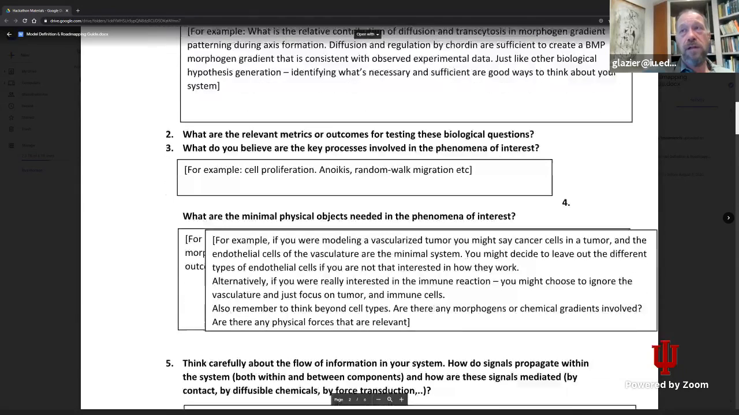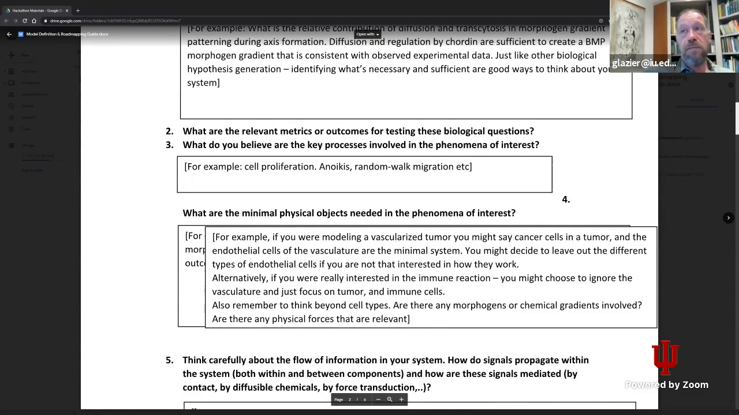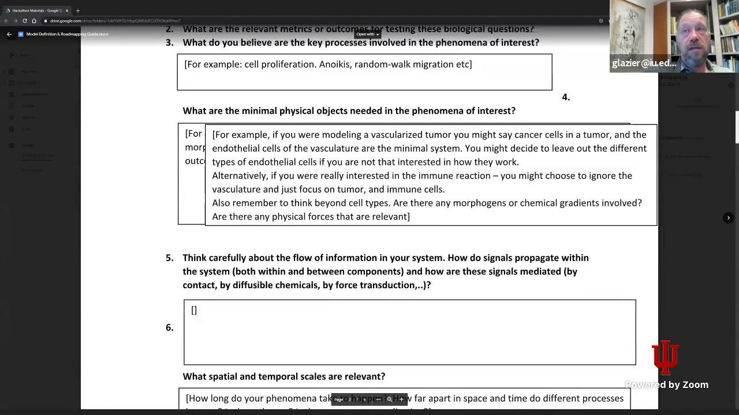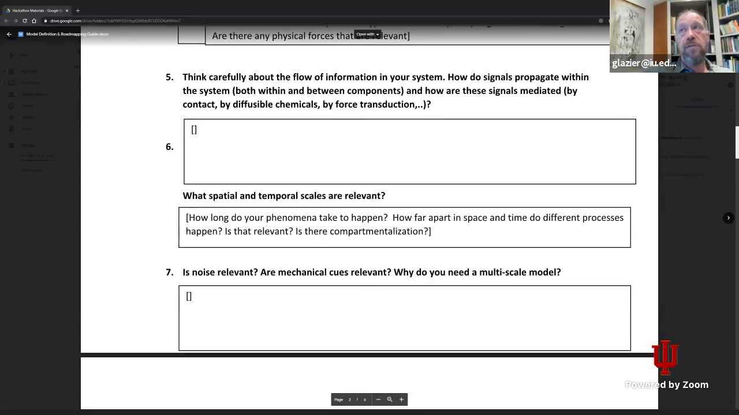And then begin to try to define what the physical components, what kinds of cells, what kinds of ECM, and so on, and what the key biological processes that are involved are. Is this random motility, cell adhesion, contact signaling, and so on. And I would drill down a little bit more and try to think about the flow of information in your system. We've seen a lot about how signals are transduced in the various examples that we have.